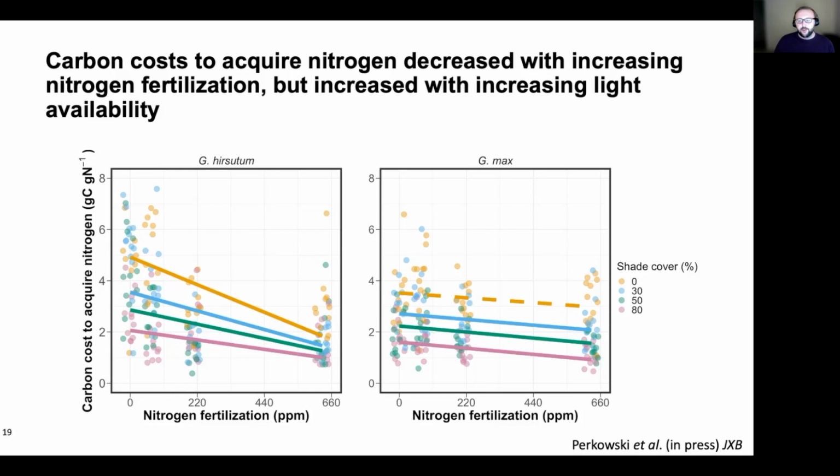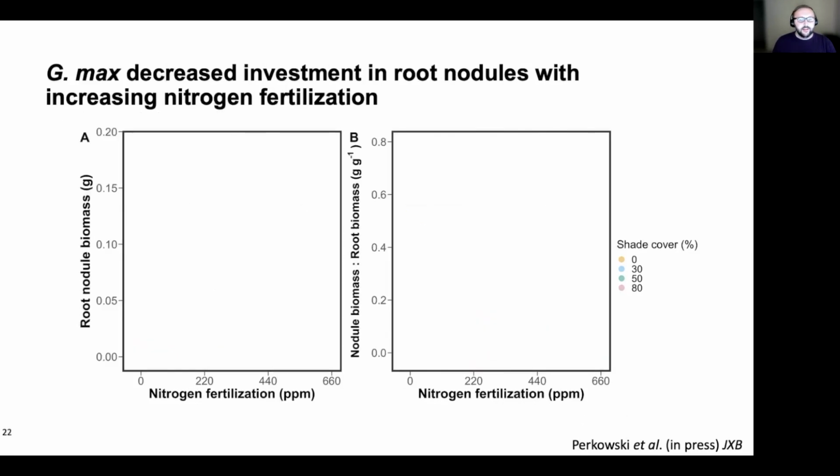Interestingly, though, we found the same patterns to be true in soybean, where increasing nitrogen availability generally decreased carbon costs to acquire nitrogen, and increased light availability generally increased carbon costs to acquire nitrogen as well. And these patterns didn't necessarily follow from our original hypotheses about the impacts of nitrogen fertilization on soybean carbon costs to acquire nitrogen. However, these patterns make a bit more sense when we look at the root nodulation data.